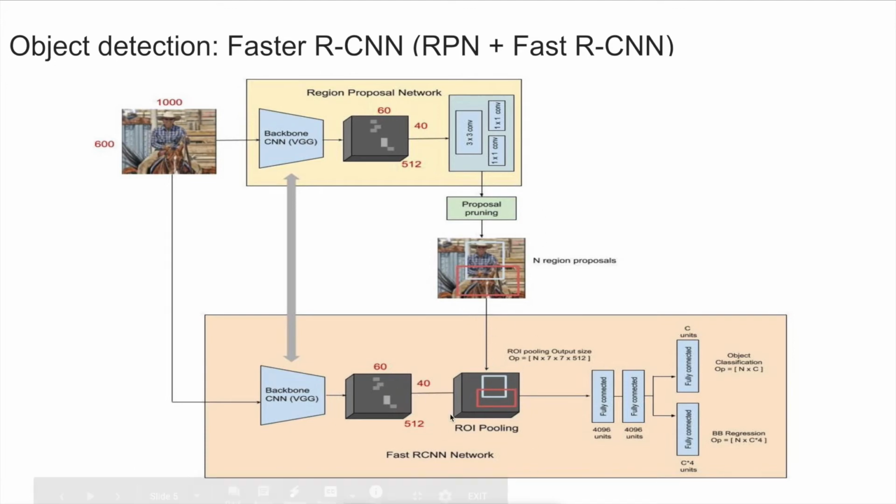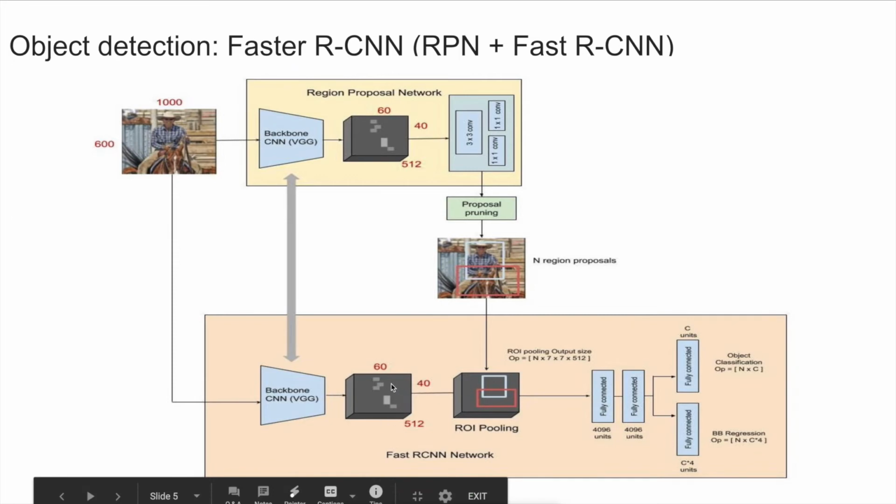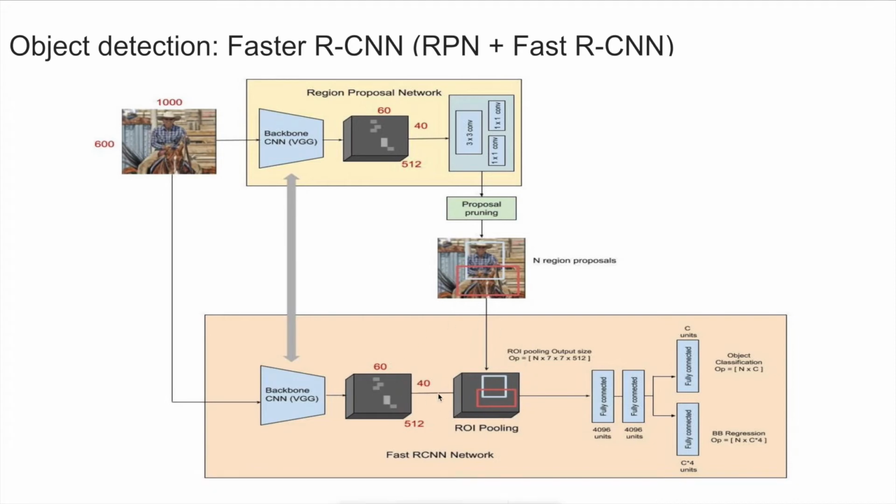These regions are cropped from the backbone network's feature map, and for every cropped feature map we will do ROI pooling. ROI pooling uses max pooling here.